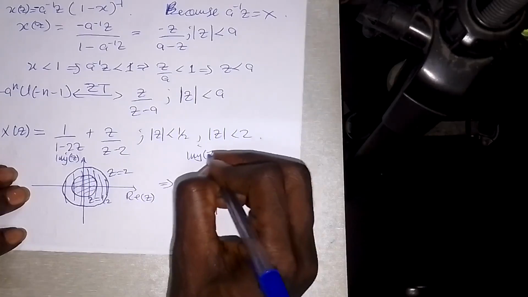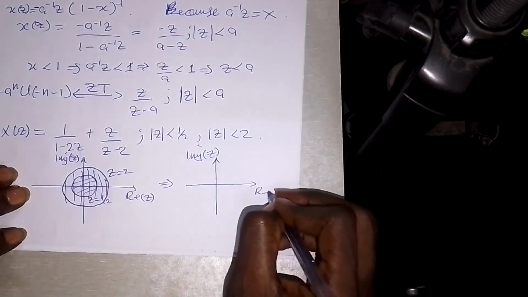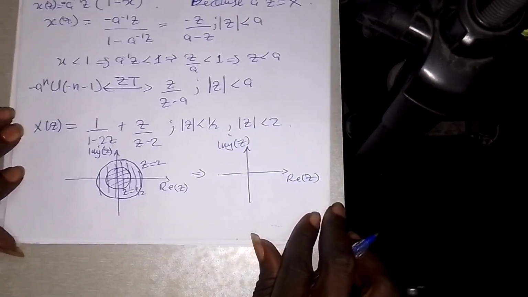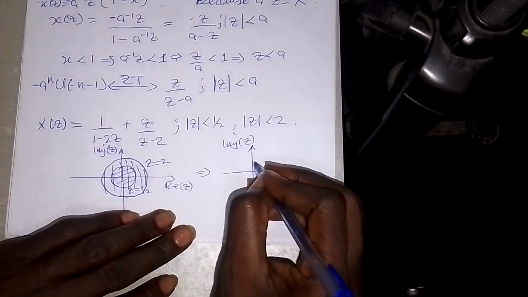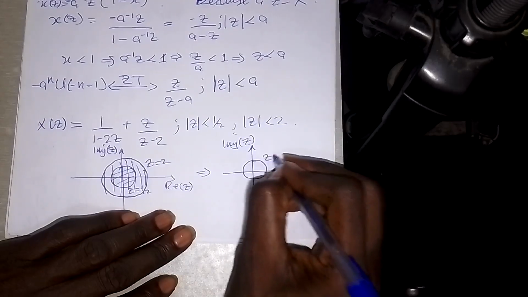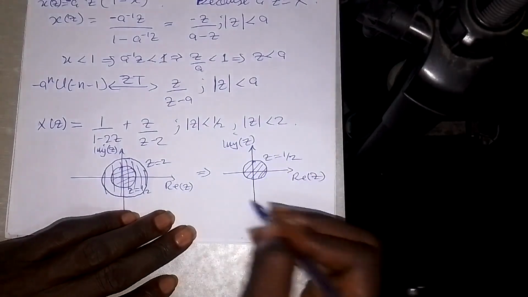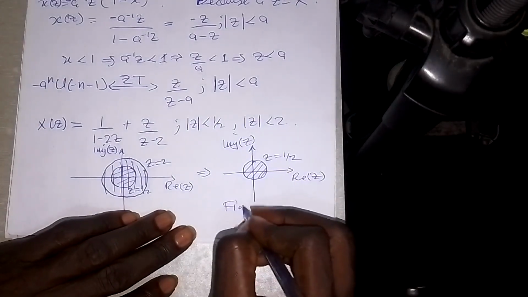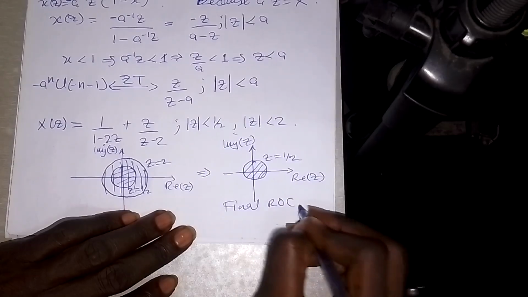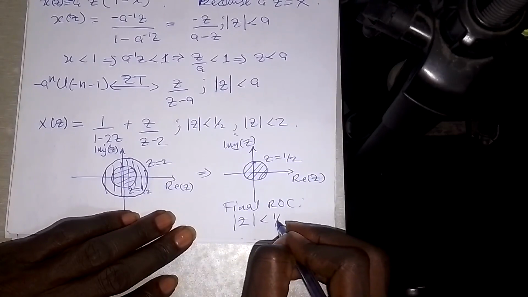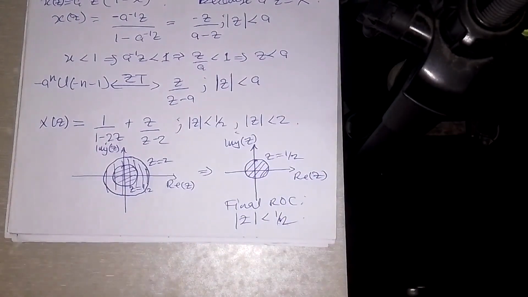So for our final ROC, to draw the Z plane again, imaginary of Z and real of Z, it's going to be Z equals half, shading within this one. Our final ROC is going to be mod Z less than half. Basically, this is how you can finish this question.